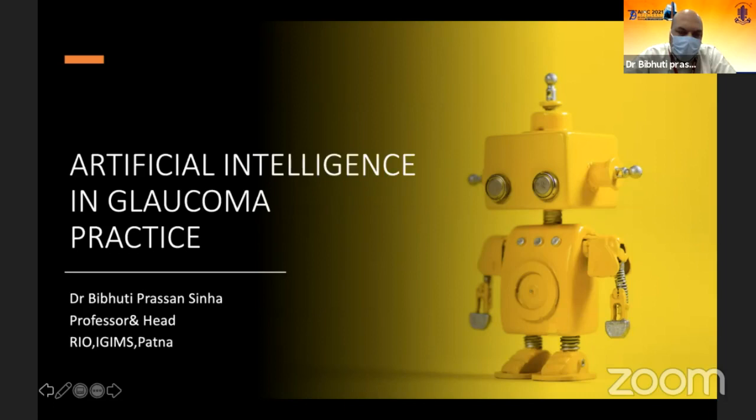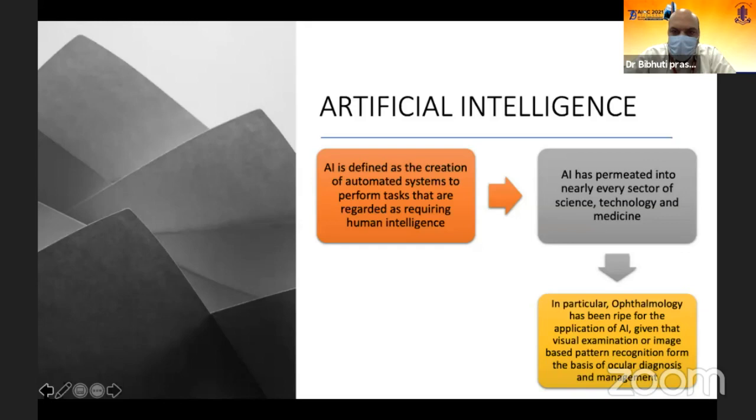But just to summarize, artificial intelligence is defined as the creation of automated systems to perform tasks that are regarded as requiring human intelligence. So it is one step ahead of human intelligence. Only thing is, it needs to have a little bit of multiple neural networks to develop the advantages which humans have. AI has permeated nearly every sector of science, technology, and medicine, and the same is true for ophthalmology also.